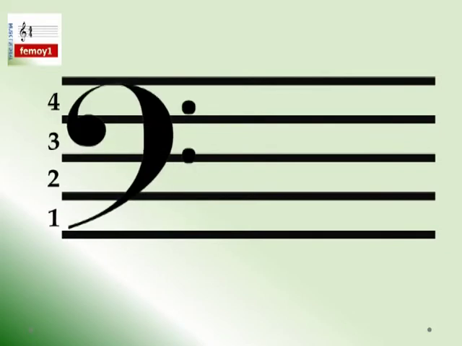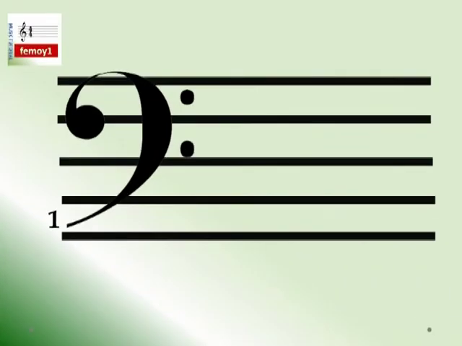In the first space, we have letter A. In the second space, we have letter C. In the third space, we have letter E. And finally, on the fourth space, we have letter G. This means that the first space of the bass clef is always A, either the note is a whole note, a half note, a quarter note, an eighth note, and so on.